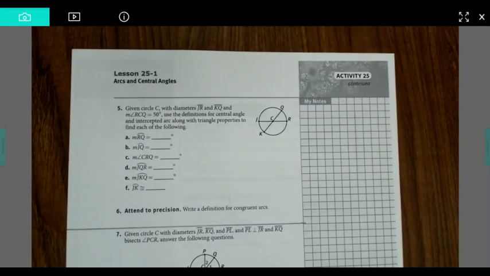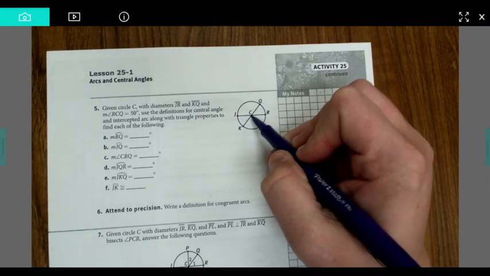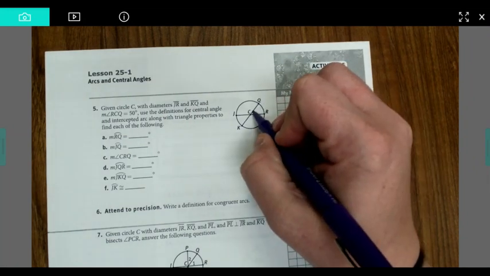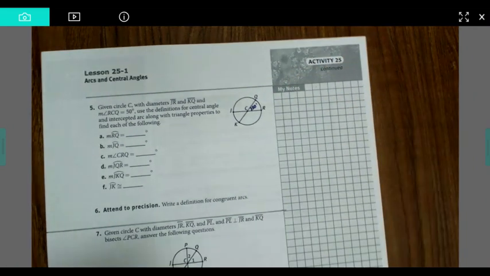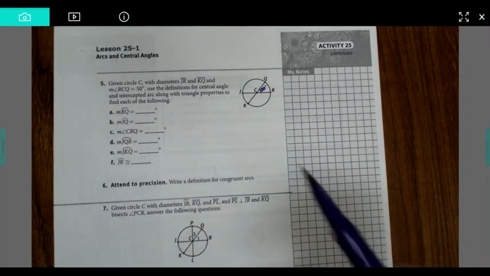Questions 5 and 6. Given circle C with diameters JR and KQ, and the measure of RCQ is 50 degrees, use the definitions for central angle and intercepted arc along with triangle properties to find each of the following. So it's telling us that the measure of RCQ, this measure right here, is 50 degrees. It wants you to find all the other measures. And then it says, attend to precision, write a definition for congruent arcs.